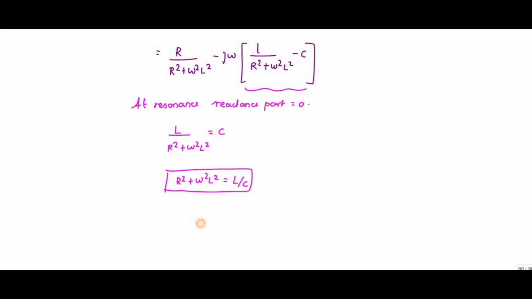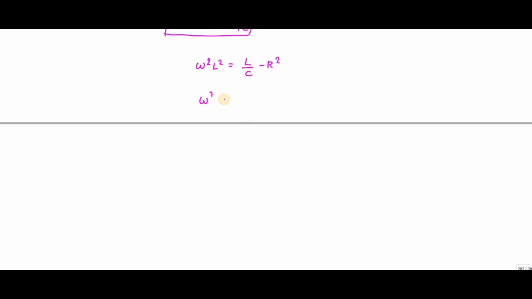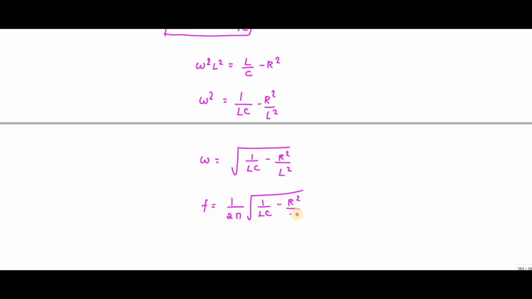So if I want to find the frequency, omega square L square is equal to L by C minus R square. If I divide the whole term by L square, I will get omega square equal to 1 divided by LC minus R square divided by L square. So omega is equal to root of 1 divided by LC minus R square by L square. So f is equal to 1 divided by 2 pi times root of 1 divided by LC minus R square by L square. So this is your second equation.